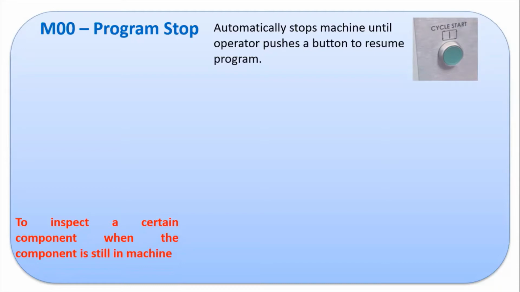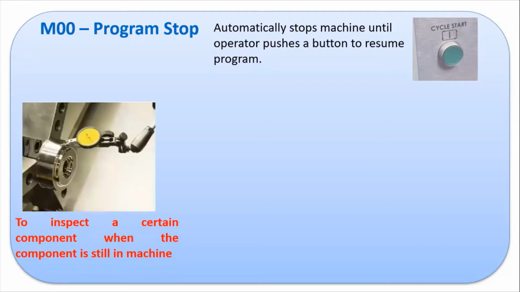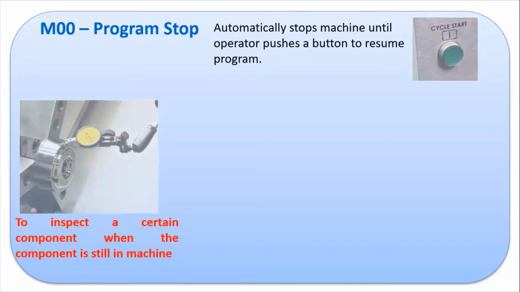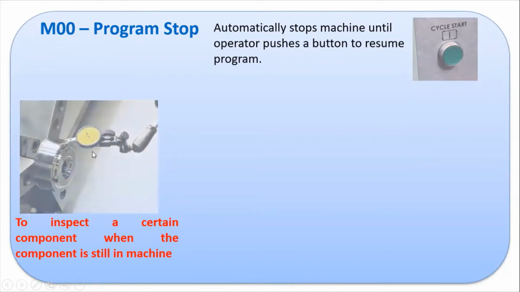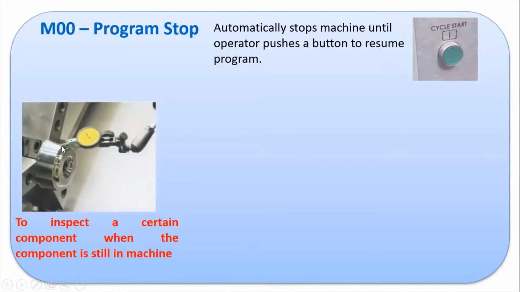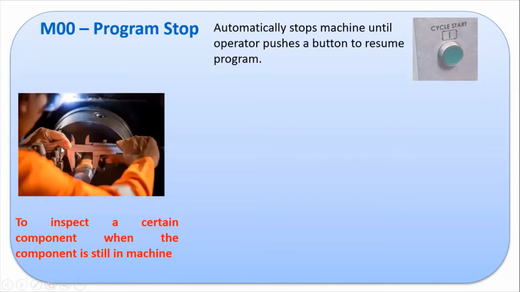When we are using this type of command, the machine will stop until a start command is entered by the machine controller. You can use this code when you have to inspect a certain component while the component is still in the machine. So here you can observe the component, we are holding it in the chuck itself and we are measuring the outer OD of this. One more example you can see here also, we have stopped the program and we are measuring the outer diameter of the component.